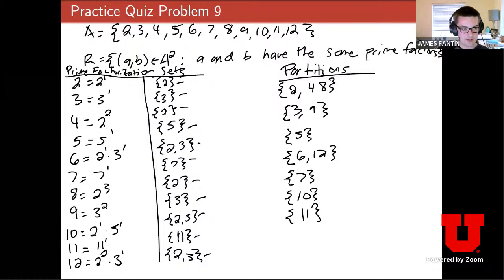Where did the 6, 12 come from? Oh, because 6, its set of prime factors is 2 and 3, and 12's set of prime factors is also 2 and 3. Oh, okay, thank you.